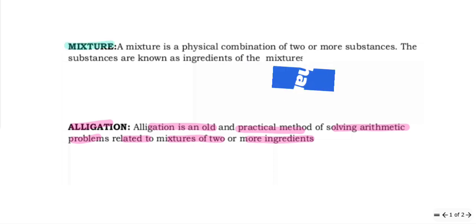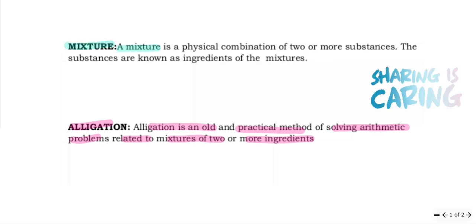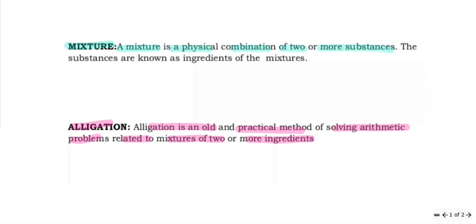Let's have a look at the keywords. The meaning of the keywords we should also know. A mixture is the physical combination of two or more substances. The substances are known as ingredients of the mixture. Alligation is an old and practical method of solving arithmetic problems related to mixtures of two or more ingredients. Now let's have a look at the example problem.